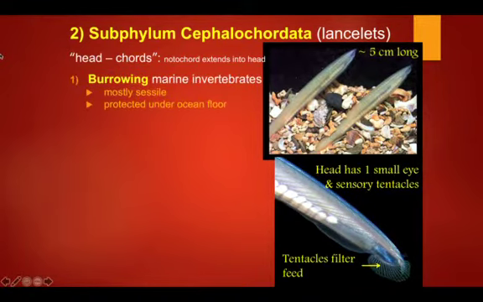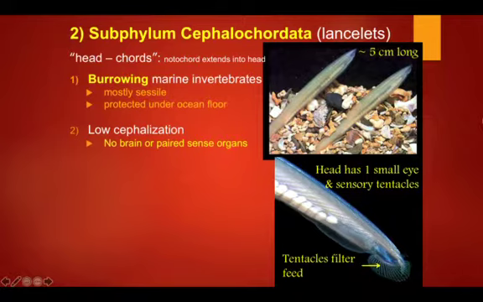They are burrowing marine invertebrates, so they are still considered invertebrates because they do not have true vertebra. They are mostly sessile, so they mostly do not move around, and they will bury themselves into the ocean floor. So here's a couple of them buried into the ground, and then they just have their mouth parts exposed at the top for feeding. They have low amounts of cephalization, so they don't have a true brain, but they do have some sensory systems and sensory organs located on one side of the head. Again, that is called cephalization, but they only have low amounts of it.